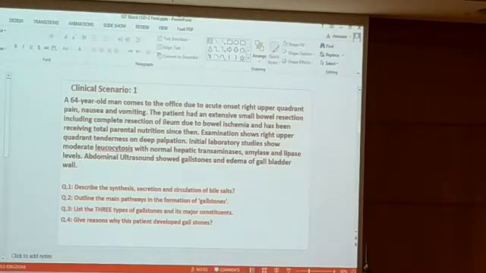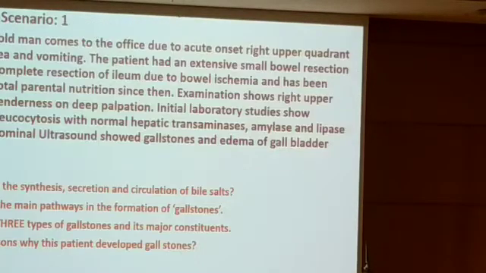Okay. So any terminologies which you don't understand in this scenario? Transaminase. So these are liver enzymes. So you have ALT and AST, which show that the liver function test is normal because you have the liver enzymes normal. So even though the right hypochondriac pain is there, there is no inflammation of the liver here. Okay? Any other question?